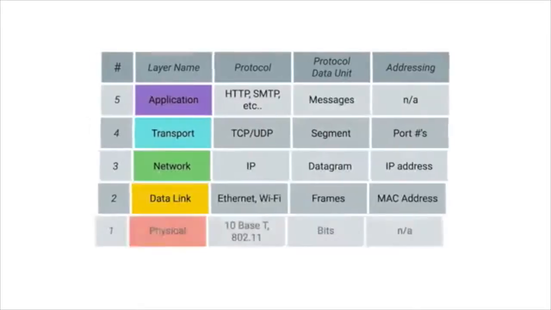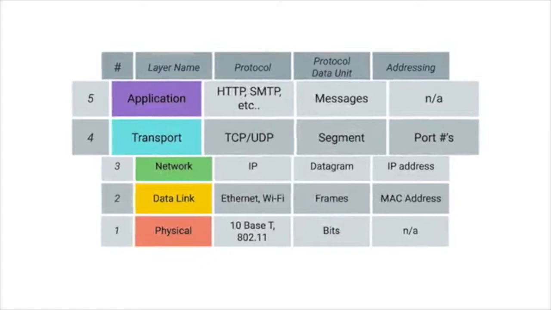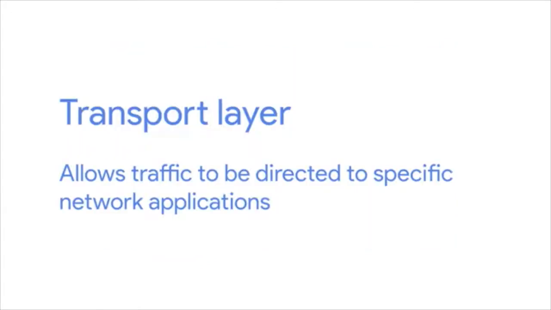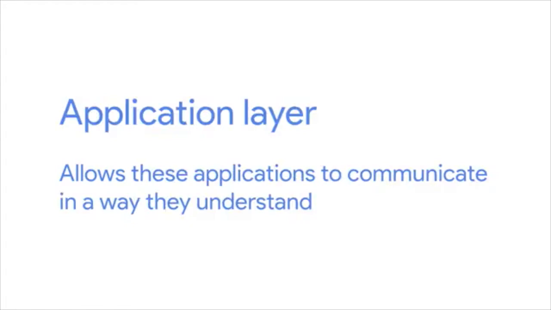We network computers together, not just so they can send data to each other, but because we want programs running on those computers to be able to send data to each other. This is where the transport and application layers of our networking model come into play. In short, the transport layer allows traffic to be directed to specific network applications, and the application layer allows these applications to communicate in a way they understand.